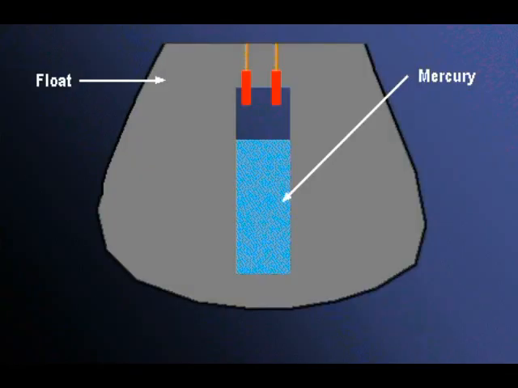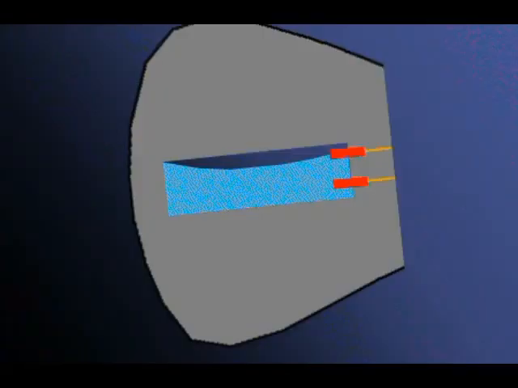This shows the internal workings of a normally open float switch. When the float tilts, mercury in the glass tube flows toward the end of the tube that has two wires attached to it. When the mercury covers the wires, it closes the circuit between the two wires. This is called a normally open switch.